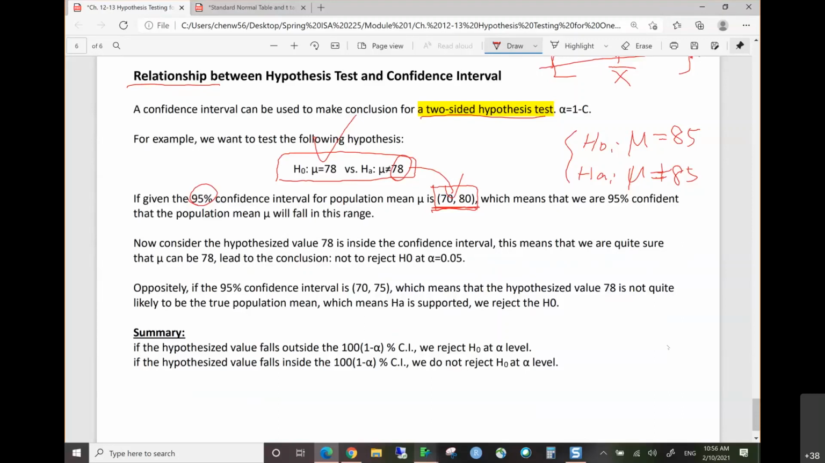Think about it. You would reject the hypothesis. You reject the null hypothesis, yeah, right? So you would reject it. Perfect. Good.